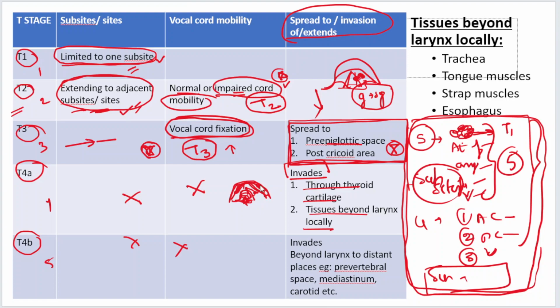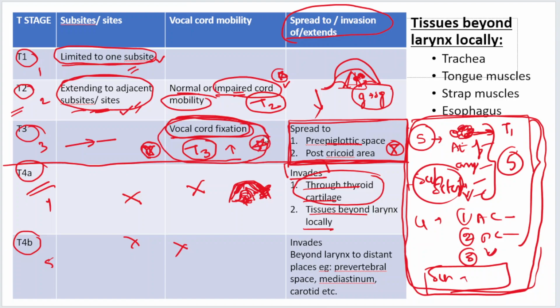So once it is invading the thyroid cartilage, either partially or through the thyroid cartilage, it comes in the stage T4A. It is becoming T4. Once the tumor is invading thyroid cartilage, invasion is as important a word as vocal cord fixation. Vocal cord fixed means it is T3. Thyroid cartilage invasion means stage T4A.